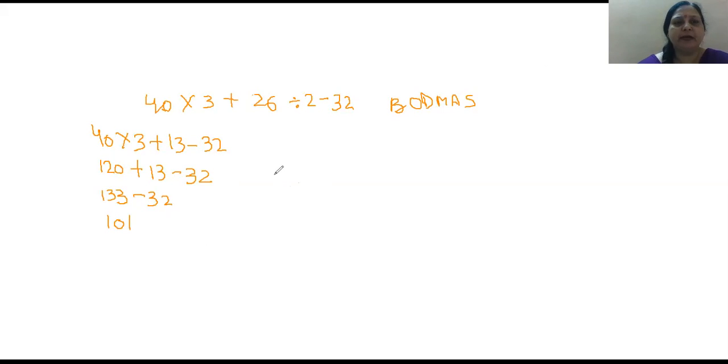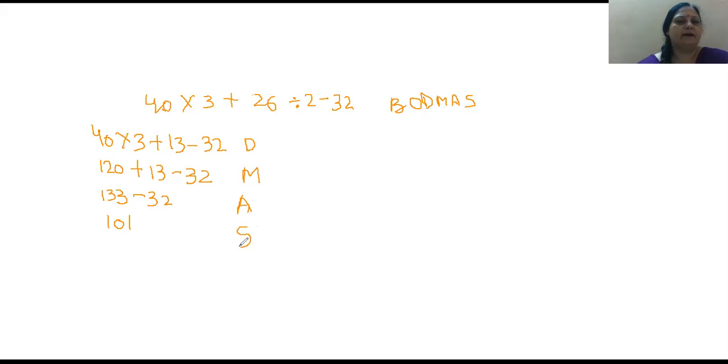In the first step, I did the division. In the second step, I did multiplication. In the third step, I did addition. And in the last step, I did the subtraction. This is DMAS.